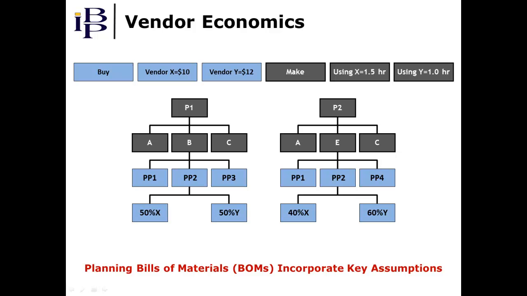Next, we introduce economic differences between the vendors. Purchase part 2 costs $10 from vendor X and $12 from vendor Y. This is denoted by the light blue boxes on the top left. There's also a difference in how the 2 parts are used in the production equipment. While the part from vendor X may cost less, it takes a half-hour longer in production. Conversely, vendor Y costs more but takes half-hour less in production time than X. This is denoted by the dark gray boxes on the top right.